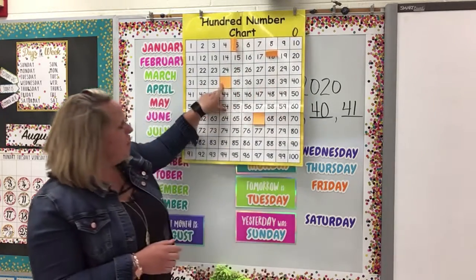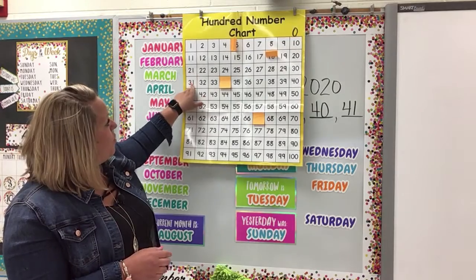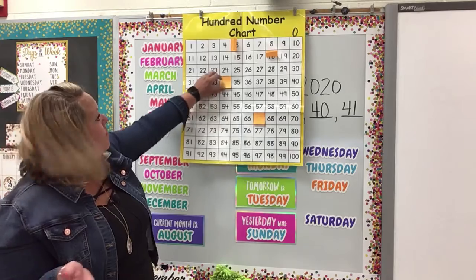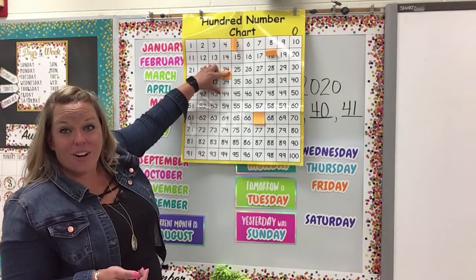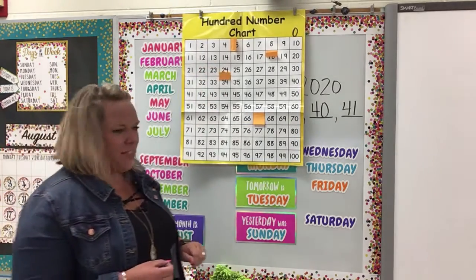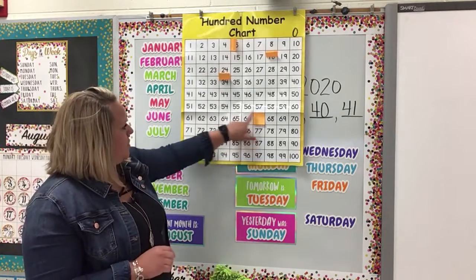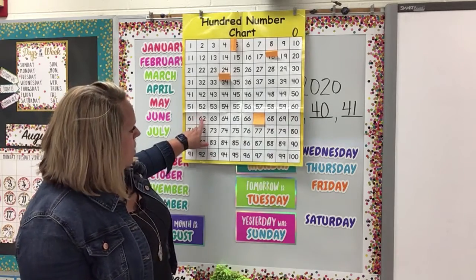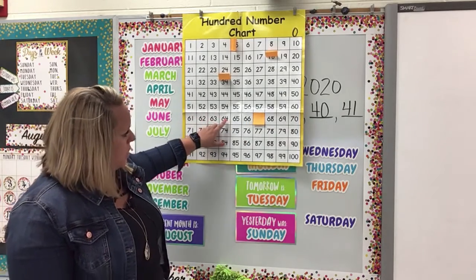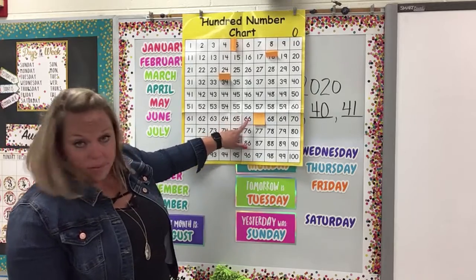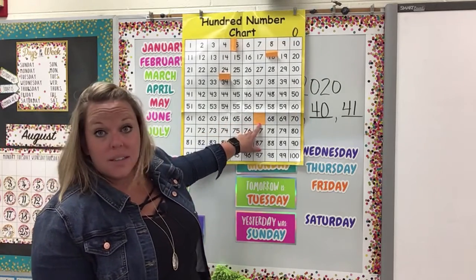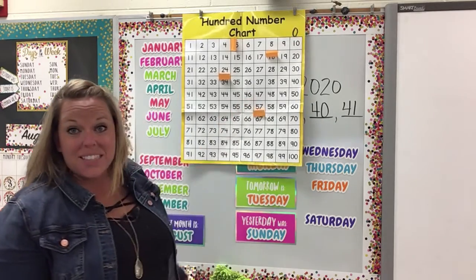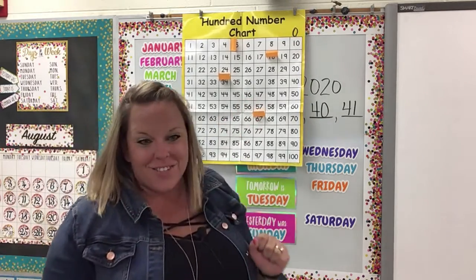Let's check our next number. 30, what? 31, 32, 33, 34. And the last one, let's take a look at this last number today. We have something that looks like it must be in the 60s. 61, 62, 63, 64, 65, 66, 67. You are correct, first grade.